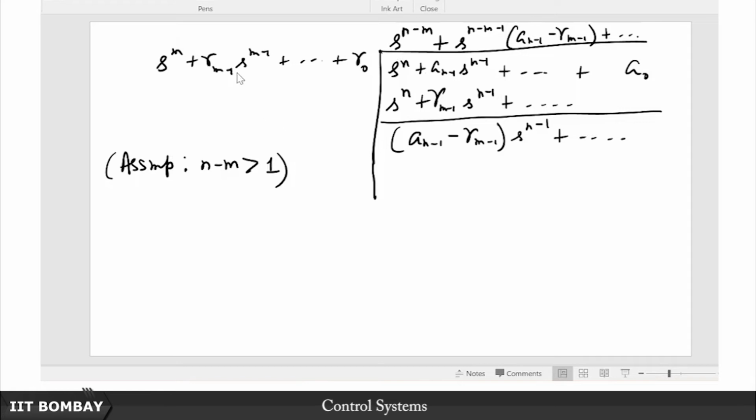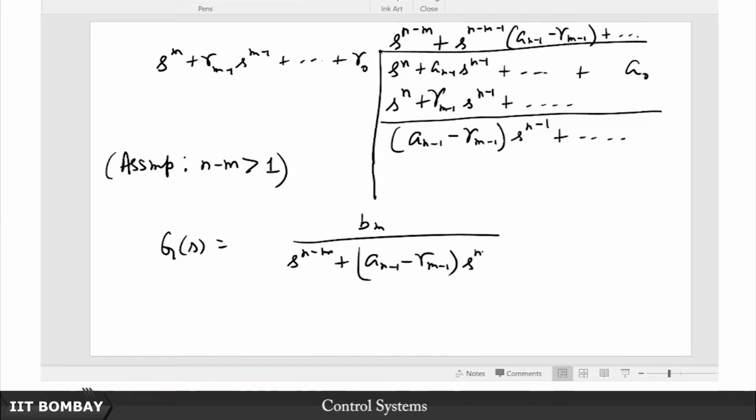Now notice that this is what the quotient is. I'm not going to evaluate the higher order terms, that's an approximation. So here's what the quotient is. Then I have G(s) equal to some b_m times the quotient, being s to the n minus m plus a_{n-1} minus gamma_{m-1} s to the n minus m minus 1 plus dot dot dot, and finally some remainder, which will be a rational function again.